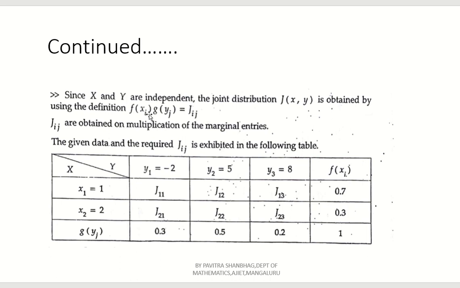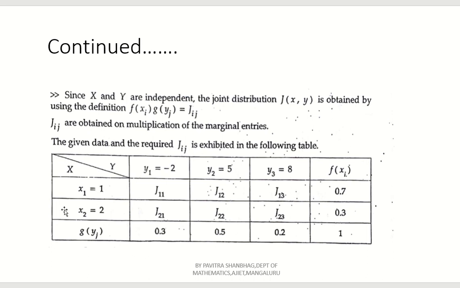Similarly, fx2 and gy1 means J21, fx2 and gy2 means J22, and fx2 and gy3 means J23. So like that you have to compute. Now, Jij are obtained on multiplication of the marginal entries. So the given data and the required Jij are exhibited in the following table.